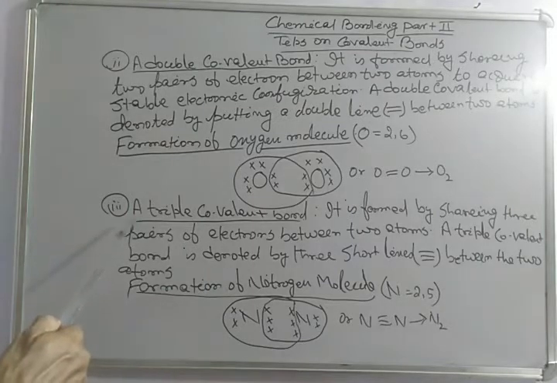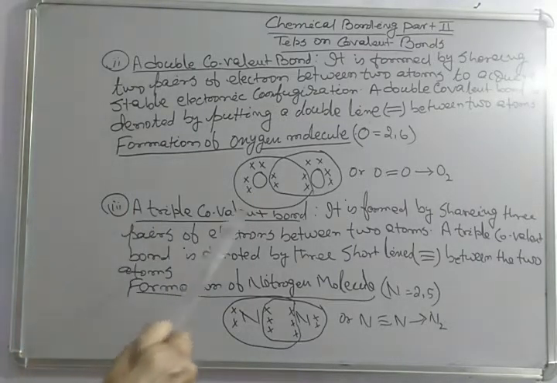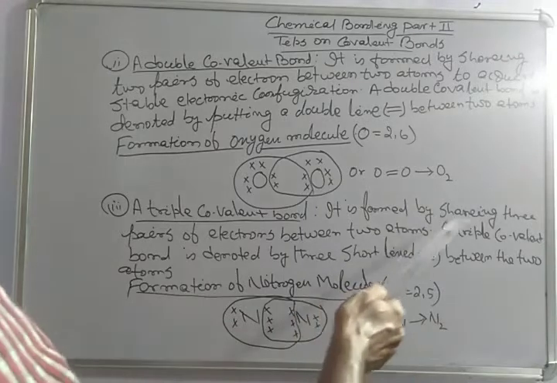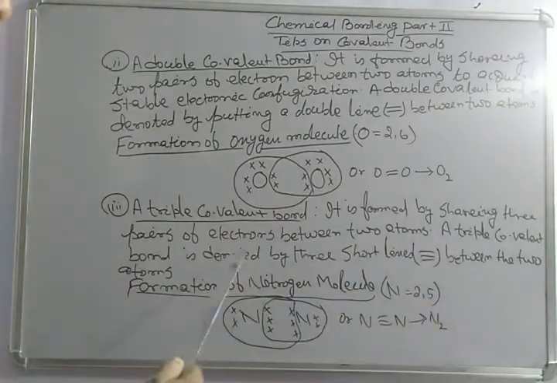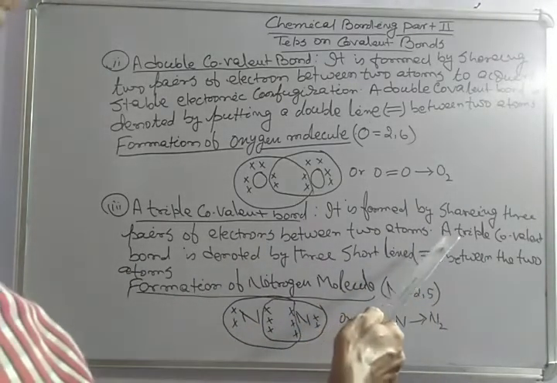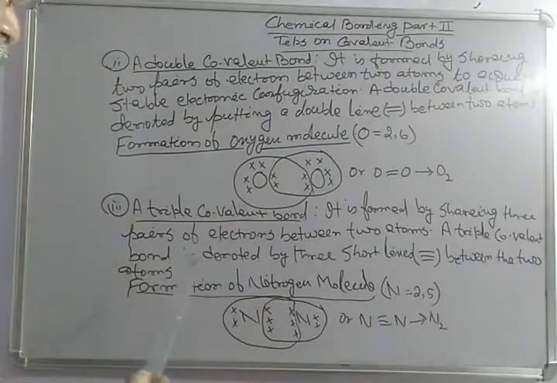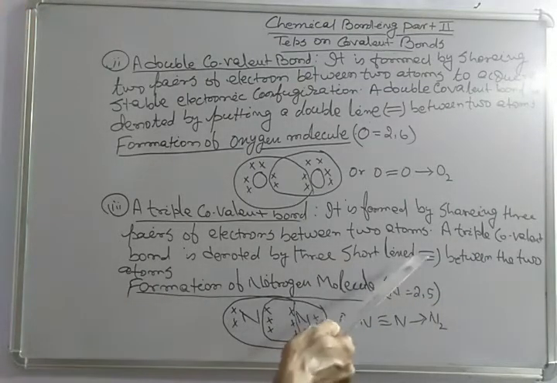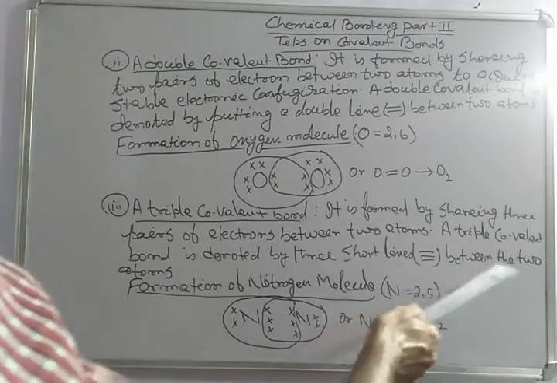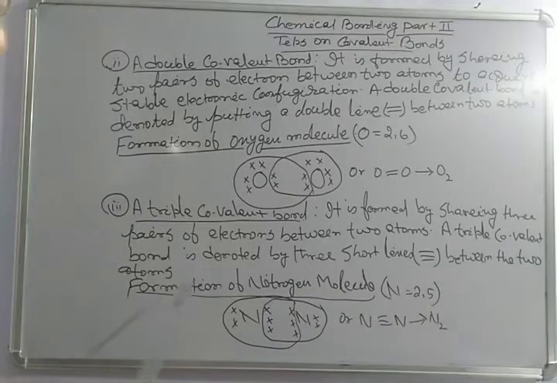See here again, the triple covalent bond. It is formed by sharing 3 pairs of electrons between 2 atoms. A triple covalent bond is denoted by 3 short lines between the 2 atoms. Formation of the nitrogen molecule is an example.